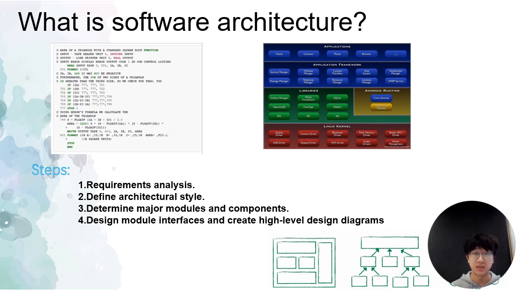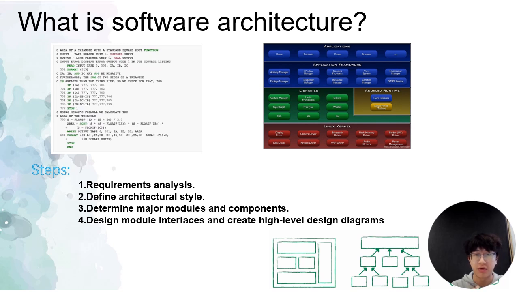About the functional requirements, we need to clarify the specific functionalities that the system needs to implement, such as user management, data processing, and report generation. But about the non-functional requirements, such as analyzing performance requirements, security requirements, and availability requirements, these are all requirements we need to consider. The second step is define architectural style.